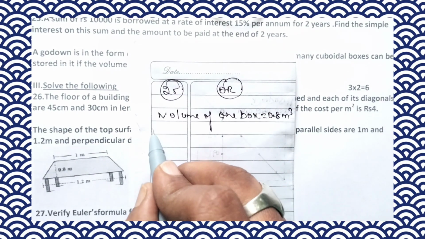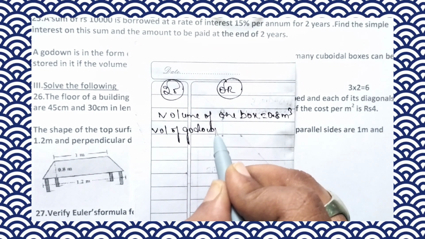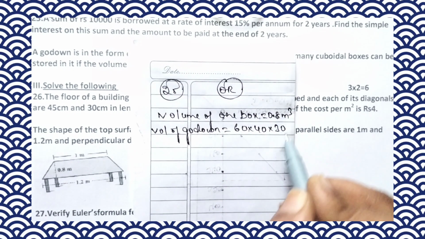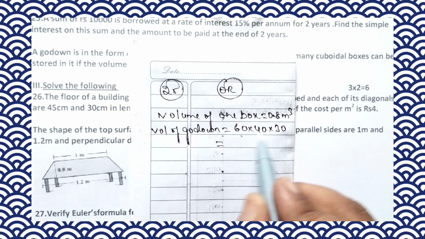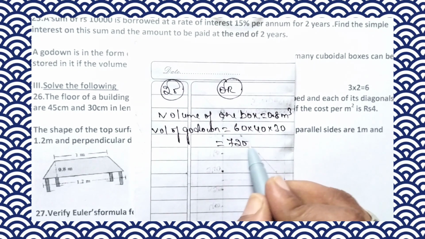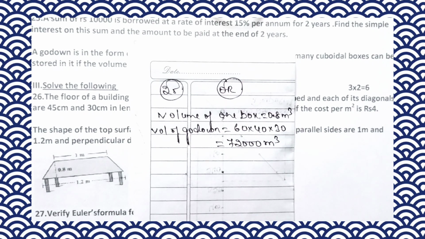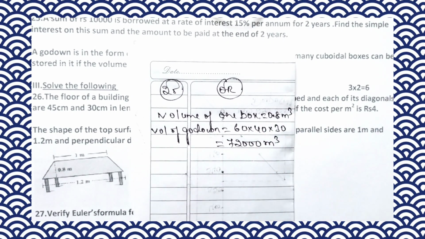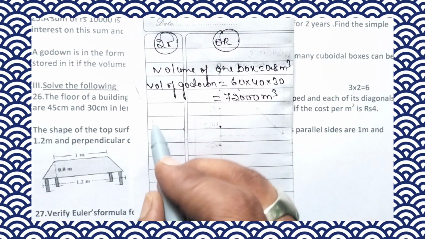Next, the volume of the godown is given. So 60 into 40 into 30, that is equal to 6 4s are 24, 24 3s are 72. So it will become 72,000 meter cube. This is the volume of the godown. Now we have to calculate, in such a big godown, how many boxes of this volume can we arrange? That means we have to calculate the number of boxes that can be stored in the godown.